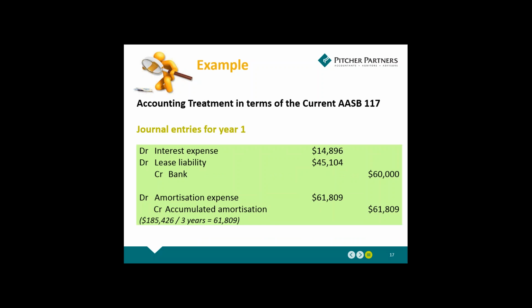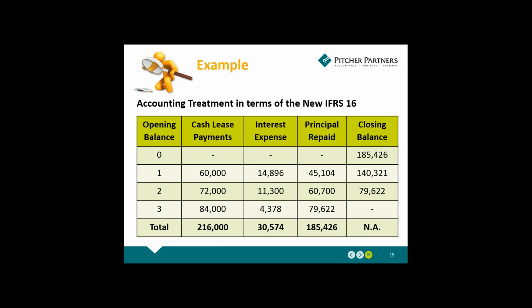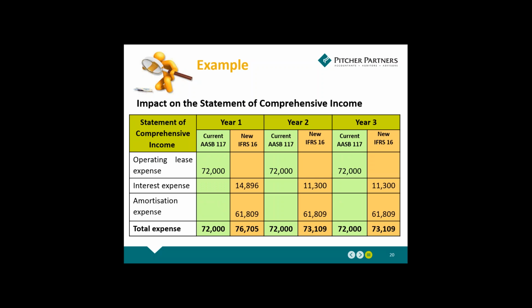I just want to go back to look at the amortization table. Here in the amortization table, the interest expense in year 3, you can see is 4378. So if we go back to where we were, in year 3, the 11,300 should be the 4378. So what you can see here is your interest expense in year 1 is around 15,000. Your interest expense in year 2 is 11,300, and your interest expense in year 3 is $4,000 or $5,000.